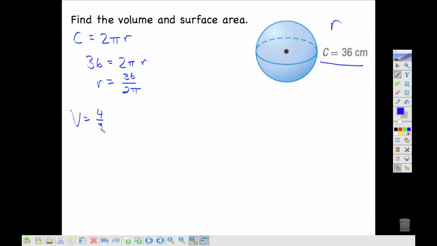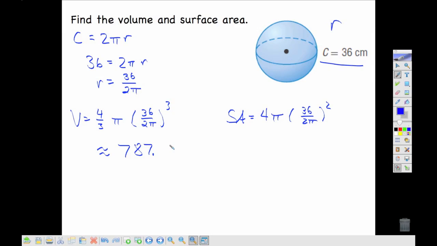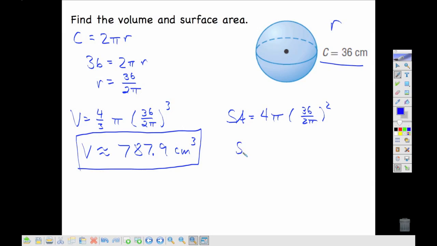Looking at my volume then, 4/3 pi r cubed, I could plug in my 36 over 2 pi. My surface area, I would just do the same thing, 4 pi r squared, but I plug in 36 over 2 pi. This one will come to about 787.9 centimeters cubed. And our surface area will come to about 412.5 centimeters squared.